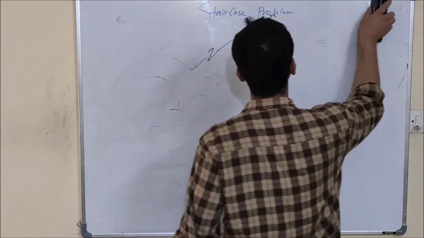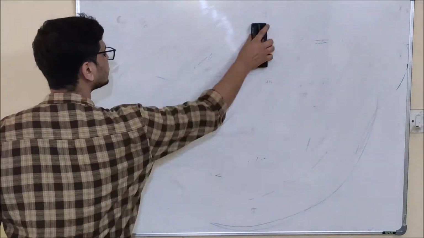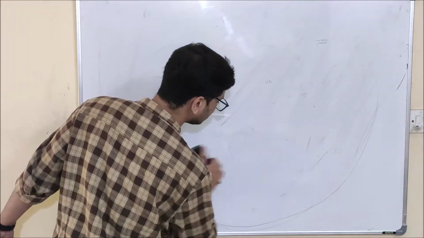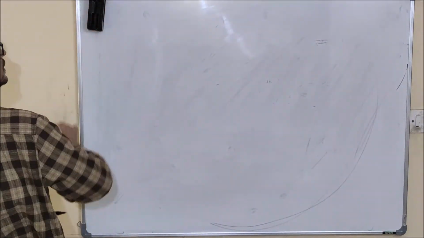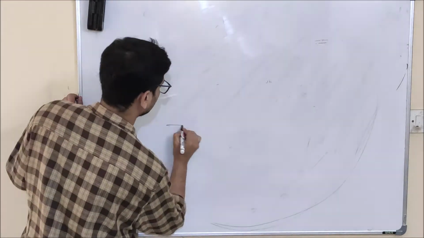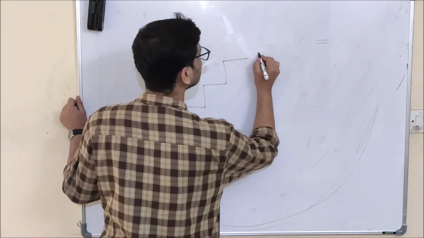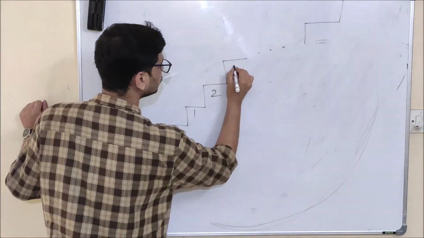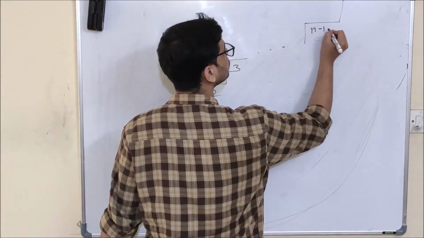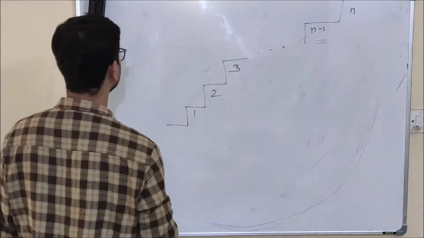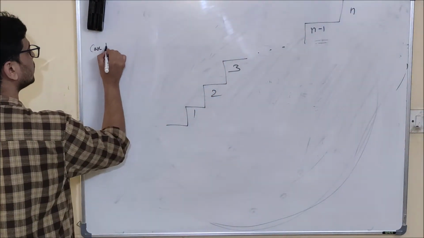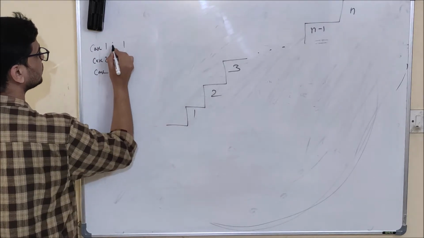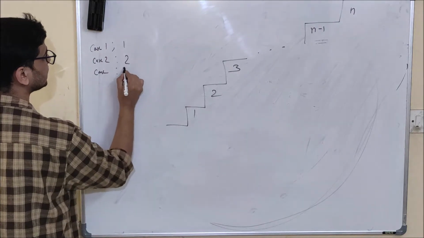Now this time I will take an example of a staircase having n stairs to come up with the recursive equation for the general case. Till now we have seen the recursive structure 1, 2, 3, n minus 1 and n. So here also we will have three cases: case 1, case 2, case 3. 1 step jump, 2 step jump, 3 step jump.